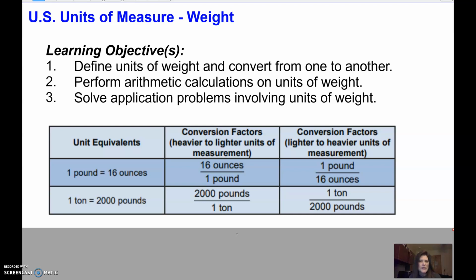In this video, we want to take a look at U.S. measures of weight. The main units that we use are ounces, pounds, and tons for the really large things. So we really only have two conversion factors.